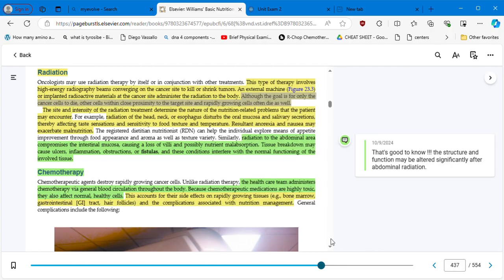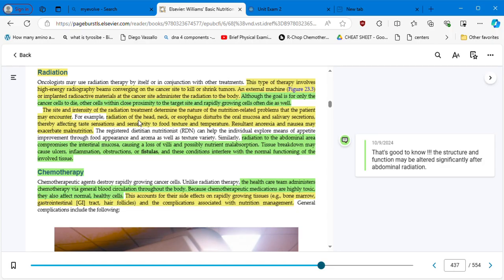That's something that we need to process, and we need to know that. Although the goal is for only the cancer cells to die, other cells within close proximity to the target site and rapidly growing cells often die as well. So that's why protein and nutrition is so important, because we are not only killing the cancer cells, but also the good cells around this tumor. The site and intensity of the radiation treatment determine the nature of the nutrition-related problems that the patient may encounter.